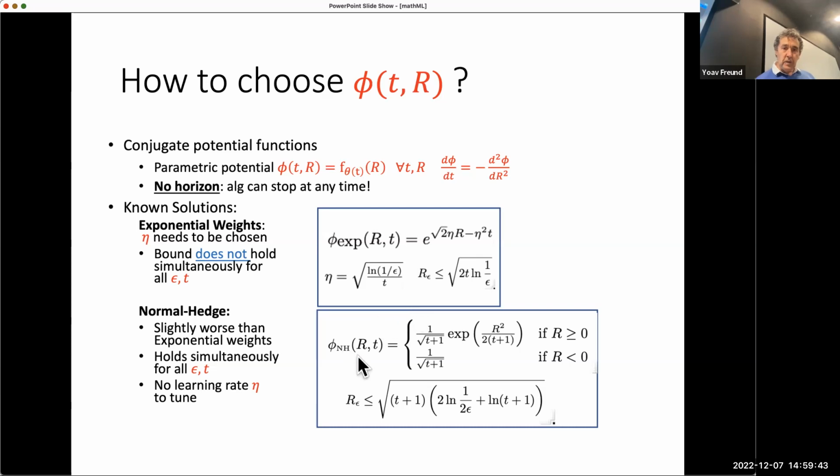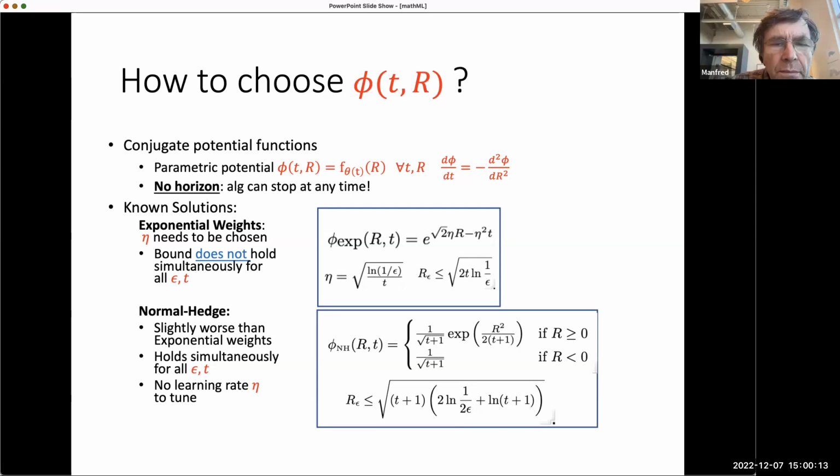If you use the normal hedge, there is only one slight parameter that I'm kind of hiding in this 1. You cannot just use t, you have to use t plus something, and 1 is good enough. And what you get from that is a bound that looks like this. Basically you have square root of t plus 1 times 2 of ln 1 over 2 epsilon plus ln t plus 1.